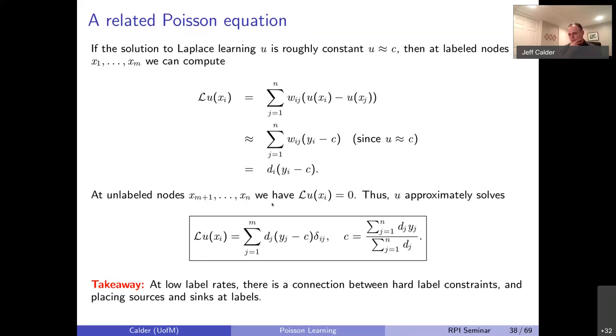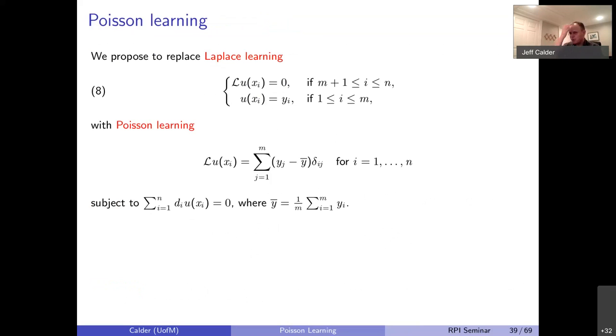So we played with this for a while. We sort of realized that weighting by degree is not really a good idea here. It places more trust in the labels that are at places of higher degree, which doesn't make so much sense if you have trust in all of your labels because you have very few labels, let's say. So we ended up with a model where we got rid of that degree weighting. Let's just put an equal weighting on everything. And so this is what we call Poisson learning.